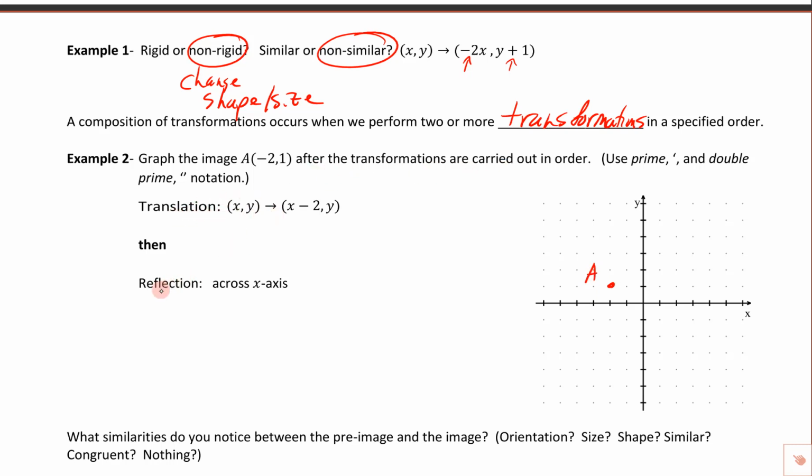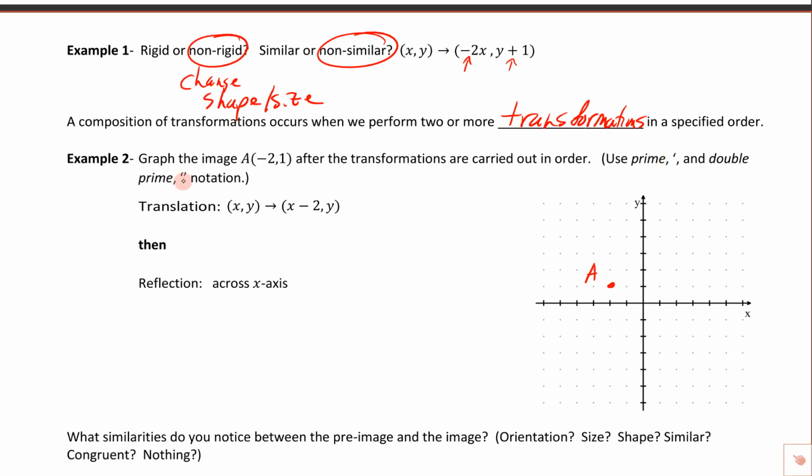We're going to do a translation and then we're going to do a reflection. So it's got the information about the translation and then it's got a description of the reflection. And it says this in the instructions. It says use prime and double prime notation. Now here's what we mean when we're talking about prime and double prime notation. The first time we do a transformation, we're going to get a new point. That's the first new point, so we call that prime.